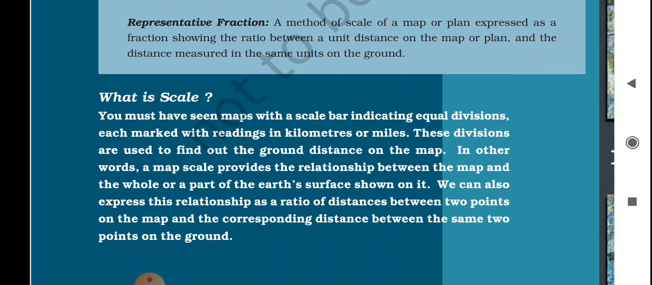So students, the scale is a bar indicating equal divisions, each marked with the reading in kilometers or miles, right? So here we can say scale is the ratio between the distance on a map and the real distance on the earth's surface. It may be expressed as a representative fraction or a line scale. So this kind of scale is called a map scale.